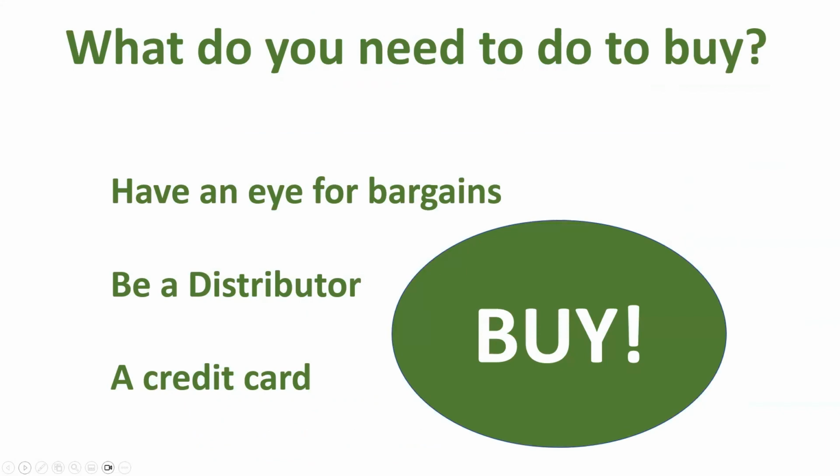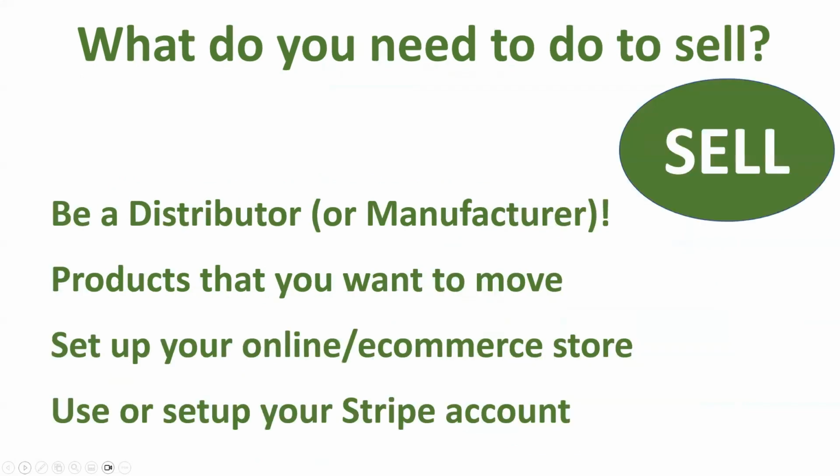So, what do you need to do to buy on the site? Well, have an eye for bargains, be a distributor, and have a valid credit card. What do you need to do to sell? Well, be a distributor or now a manufacturer, have products you want to move, and set up your online e-commerce store on our platform. And then have a Stripe account. We find that's the best way to split payments between ourselves, the commission we're taking, and the vendor in terms of the monies they're realizing.